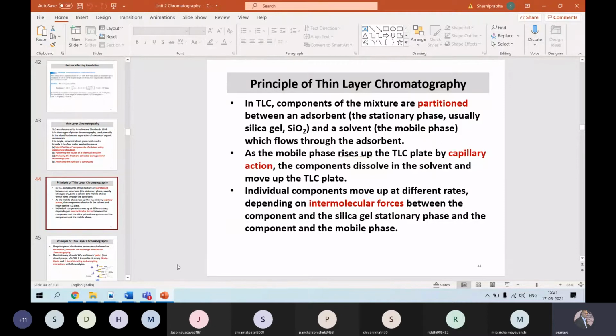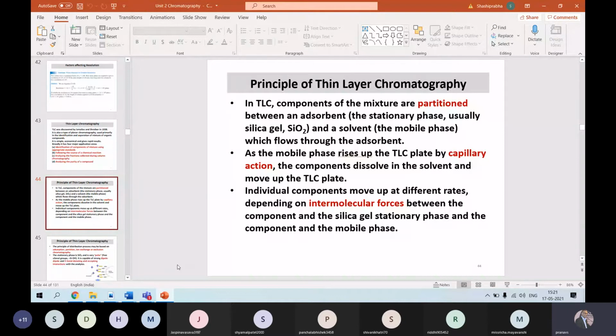As the mobile phase rises up the TLC plate by capillary action, the components dissolve in the solvent and move up the plate. That means when the solvent moves up, it dissolves those analytes in itself, and then it tries to take them along, moving against the gravity.